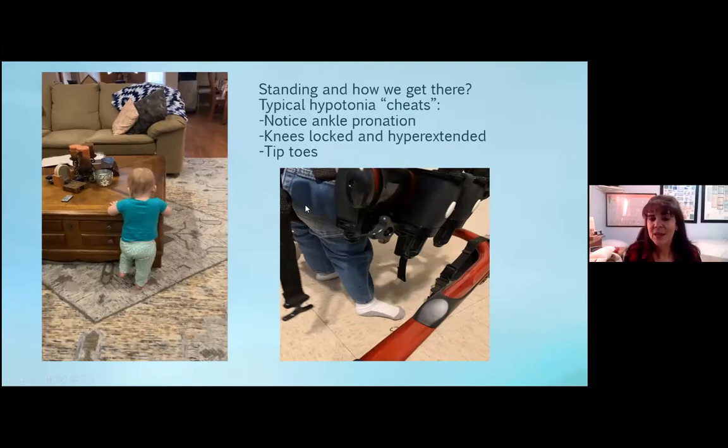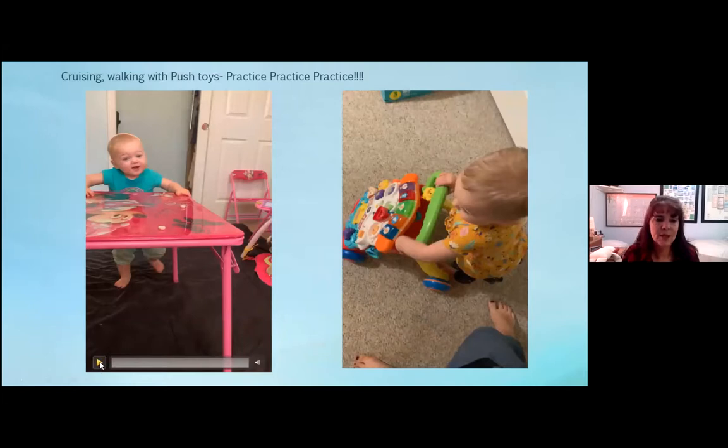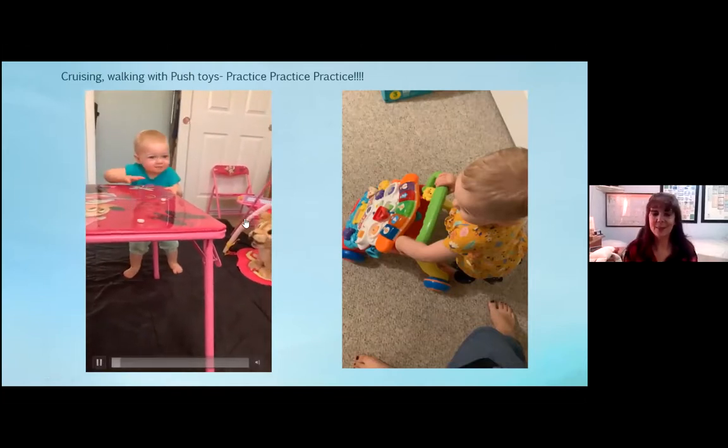I put Jaden here in his gait trainer so that y'all could get a really good idea what he looks like without any braces on, right? So you notice this collapsing of the foot and the turning out of the foot. You'll also notice that he tends to lock in his knees, and they also tend to stand on their tiptoes like Louise was doing earlier. So those are, again, some typical cheats that you see. So we do lots of practice. You cannot do enough practice, in my opinion.